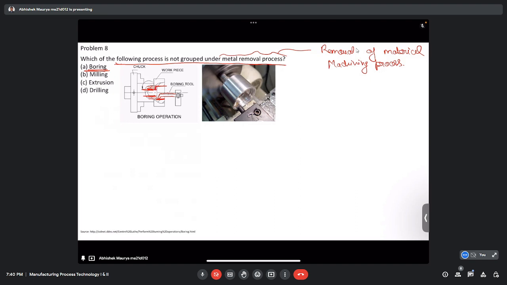So it is here. Again, it removed some material in order to increase the diameter. So that is the metal removal process or machining process.